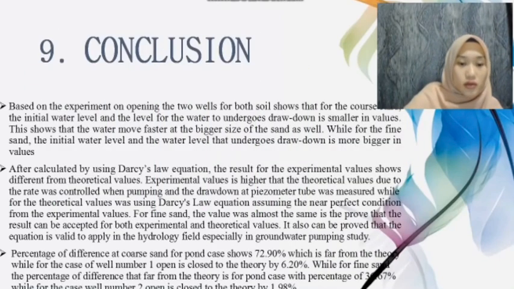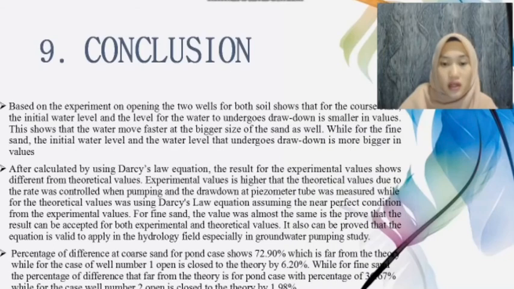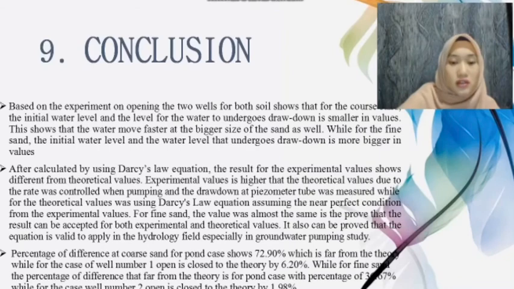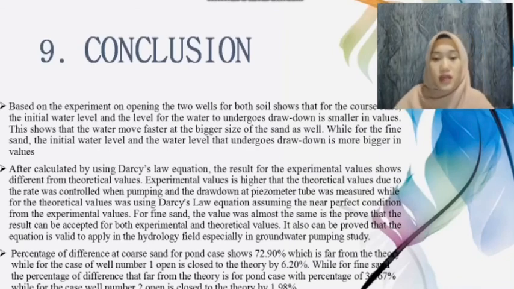So as the conclusion, based on the experiment on opening the 2 wells for both soils, for the coarse sand, the initial water level and the level at which the water undergoes drawdown are smaller in value. It shows that the water moves faster in the bigger size of sand as well.